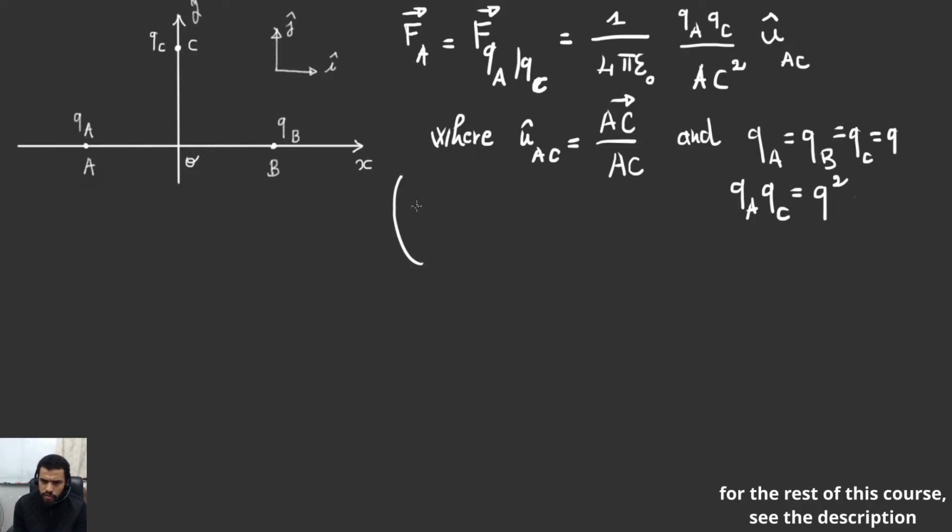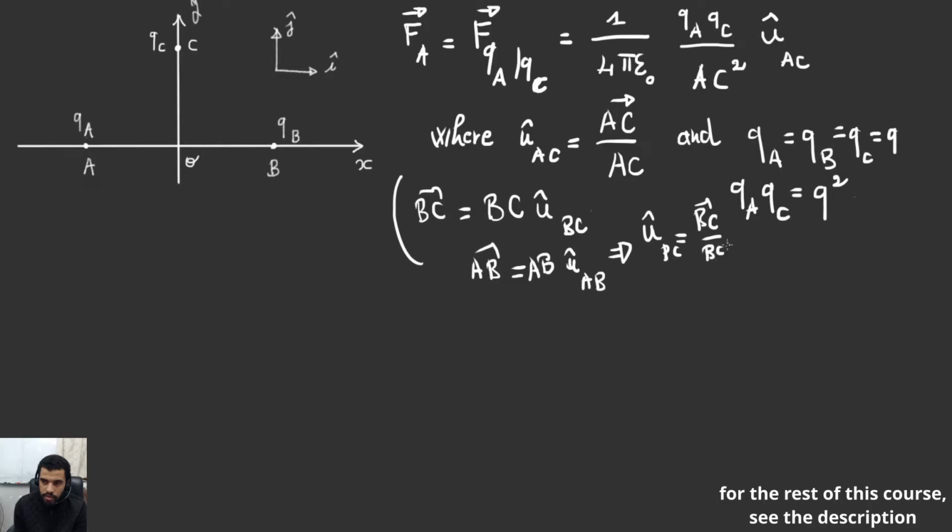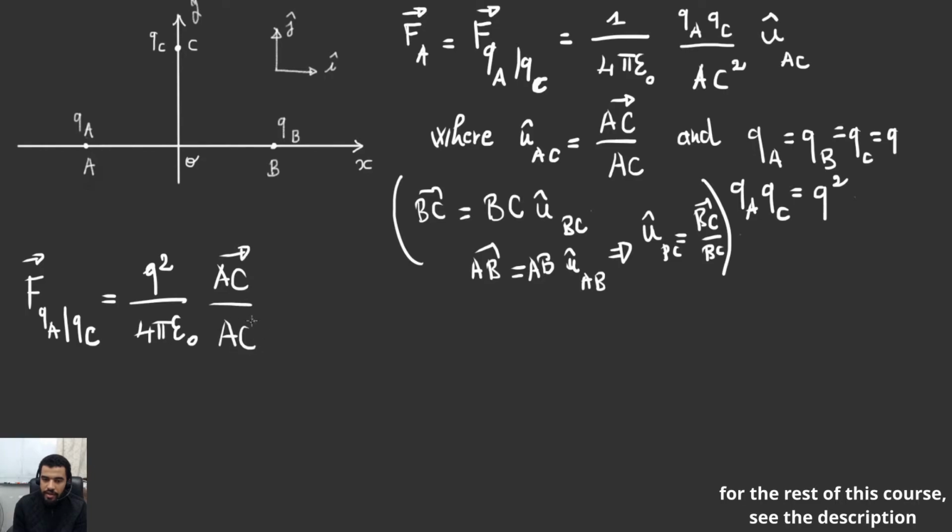Therefore, for UAC equals AC, we use vector calculus, exactly maths for electricity and magnetism. If you have, for example, a certain vector BC equals BC UBC, and if you have AB equals AB, the unit vector UAB, which implies that the unit vector UBC equals the vector BC over BC, etc. So my force FA, which equals the force due to QA on QC, equals Q squared over 4 pi epsilon 0, and I have the vector AC over AC cubed now.